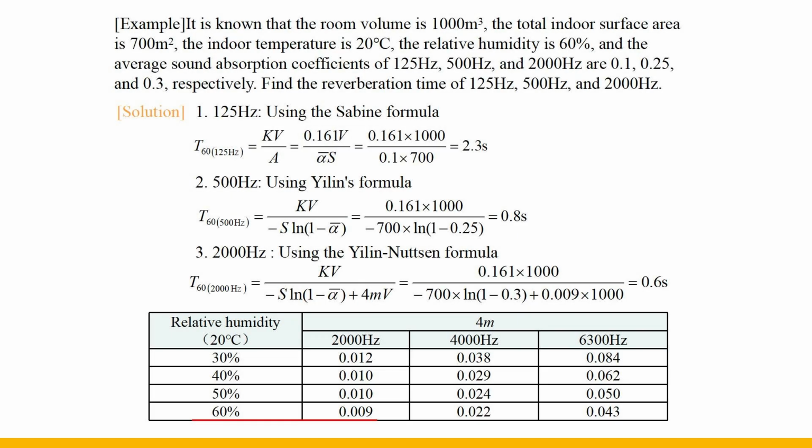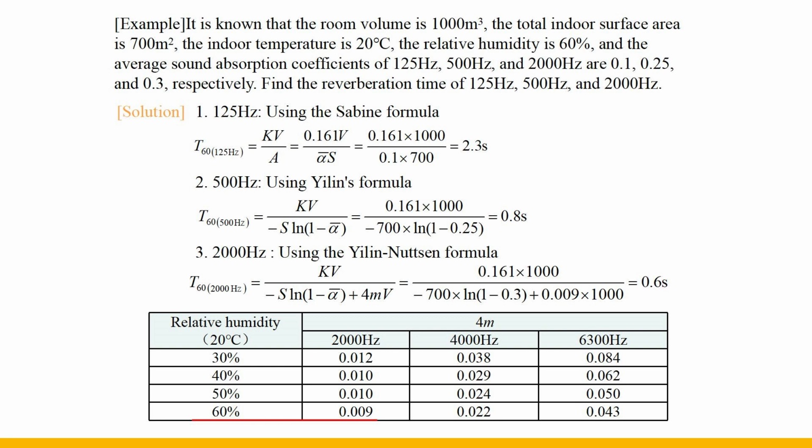The idea of solving the problem is to first determine the calculation formula according to the numerical value of the sound absorption coefficient and frequency, and then calculate. 125 Hz is a low frequency, and the sound absorption coefficient is 0.1, which is less than 0.2. Therefore, the reverberation time is calculated by using the Sabin formula to be equal to 2.3 seconds.